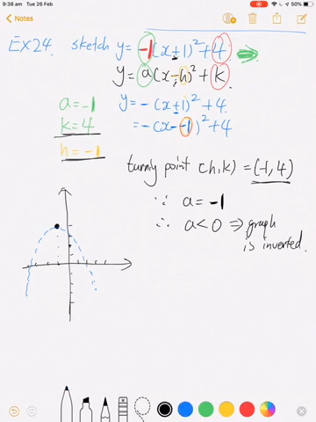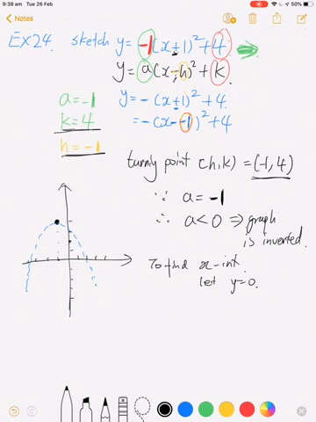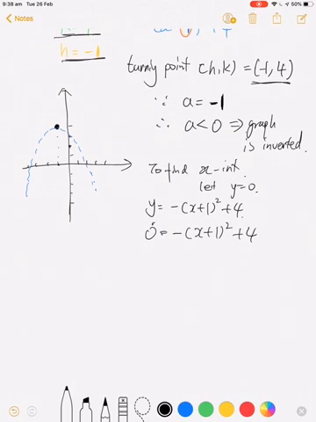Okay, so up to step 3, to find the x-intercept, we let y equal to 0. Your quadratic equation is y equal to negative x plus 1 to the power of 2 plus 4. So we let y equal to 0, and then it will be 0 equal to negative x plus 1, squared, plus 4. So now you just need to solve for the value of x. Here we have positive 4, so we want to get rid of it. We can do minus 4 on both sides.